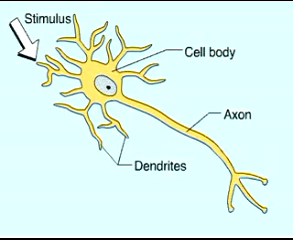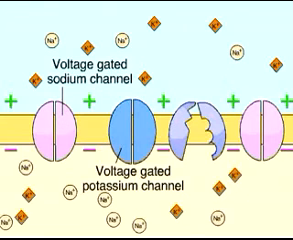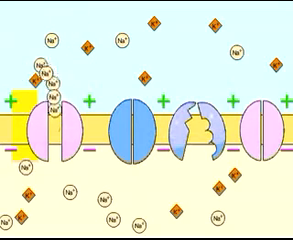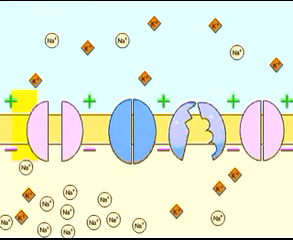How does the action potential move along the axon? Voltage-gated channels in the membrane open and close depending on voltage changes across the membrane. When no nerve signals are being transmitted, these channels are closed. A stimulus causes voltage-gated sodium channels to open, and sodium ions rush into the cell.